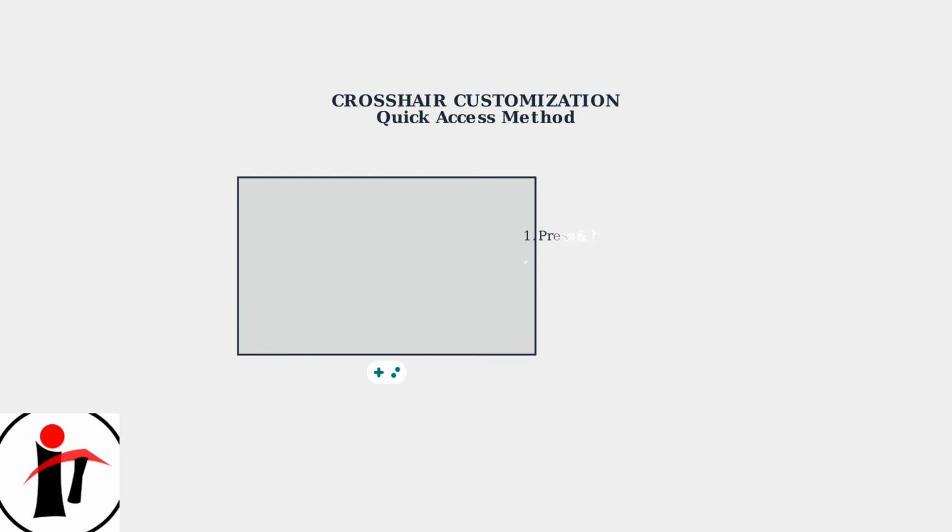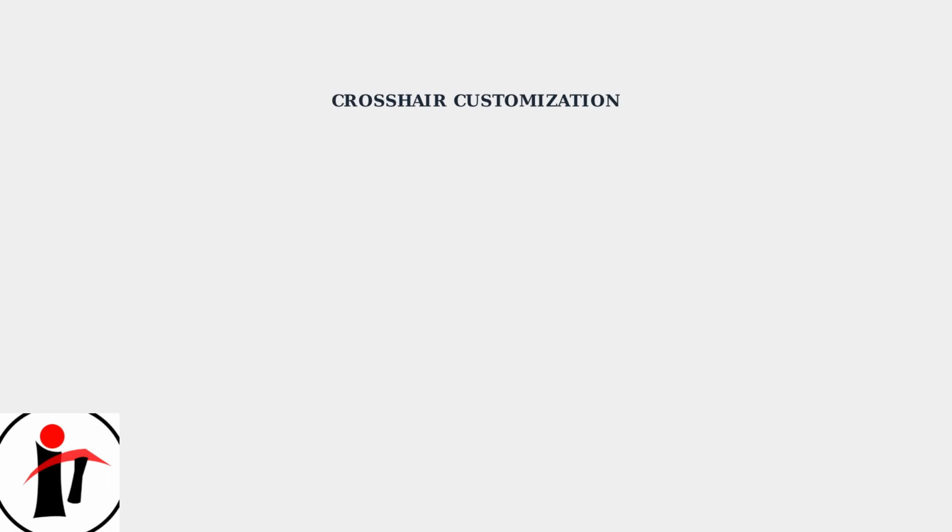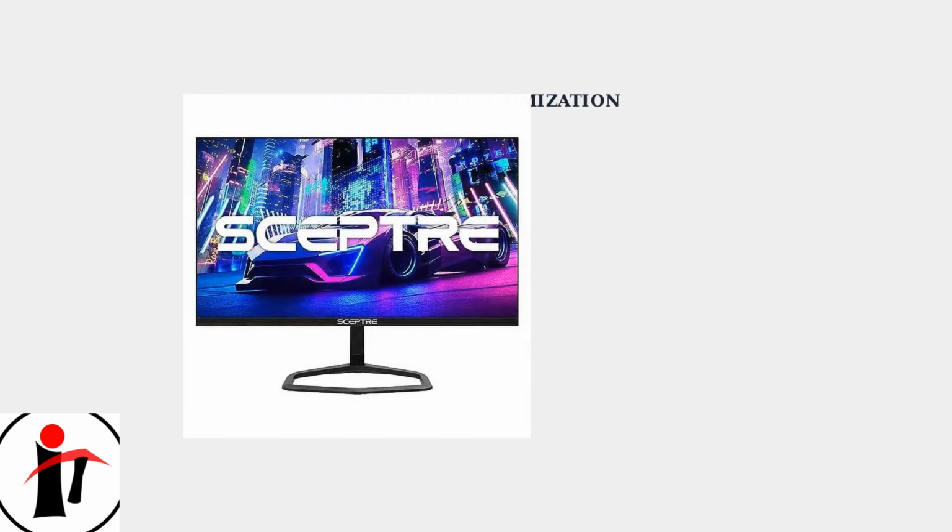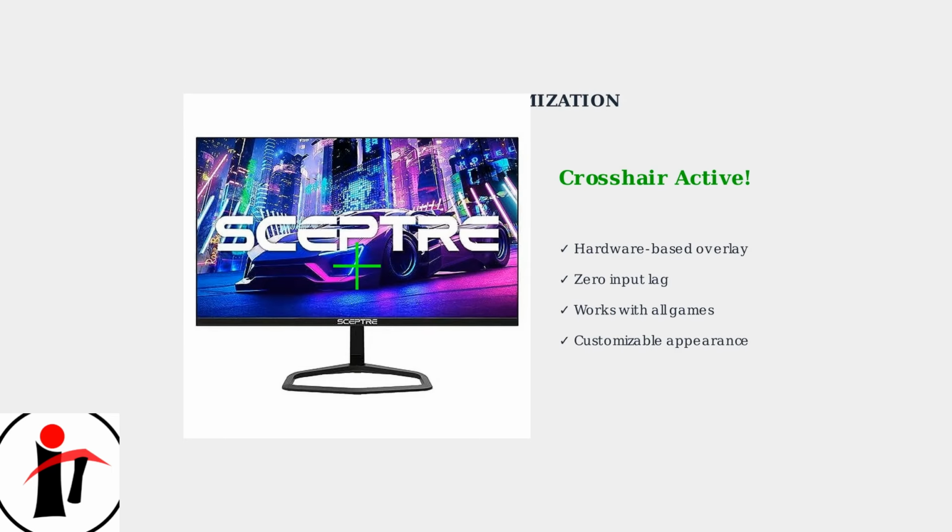Some newer Sceptre models feature dedicated gaming buttons for quick access. Press and hold the gaming button for 3 seconds to cycle through crosshair options without entering the full menu. Once configured, your crosshair will appear on screen during gameplay. The hardware-based overlay ensures consistent performance with zero input lag, giving you a competitive advantage in any game.